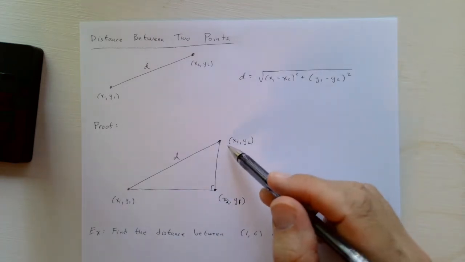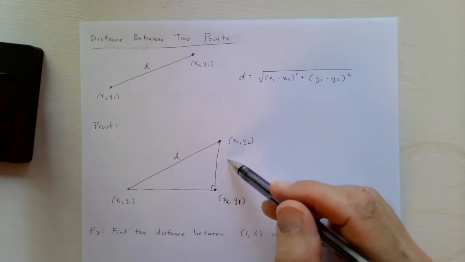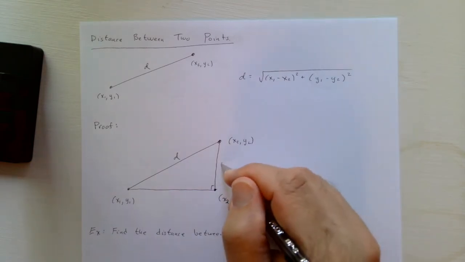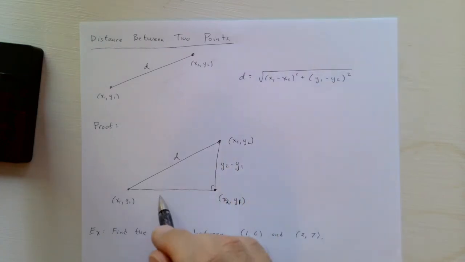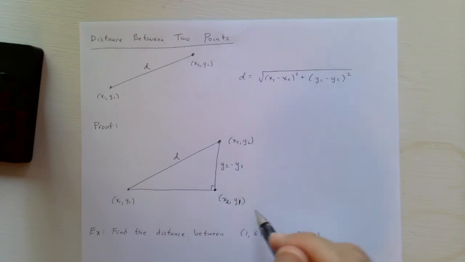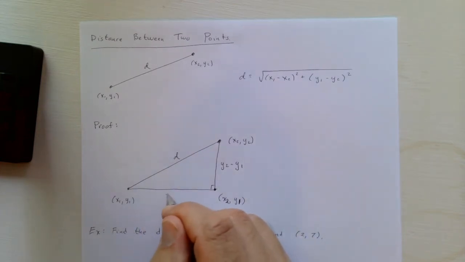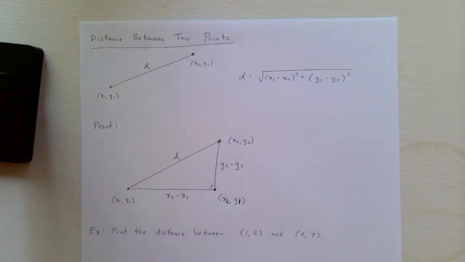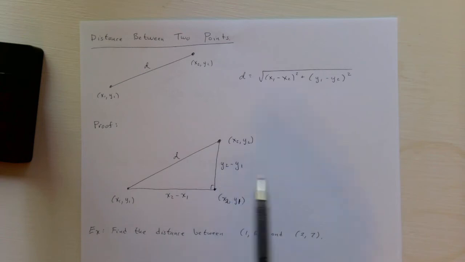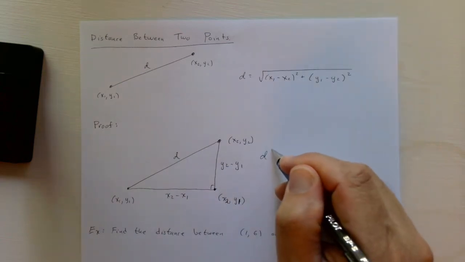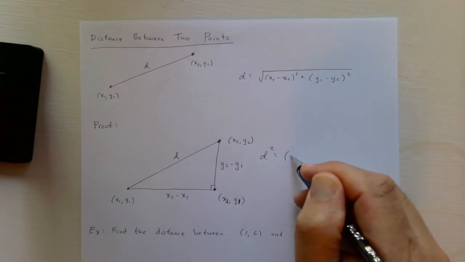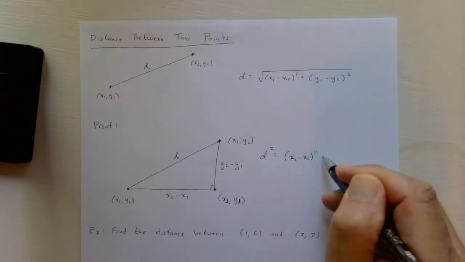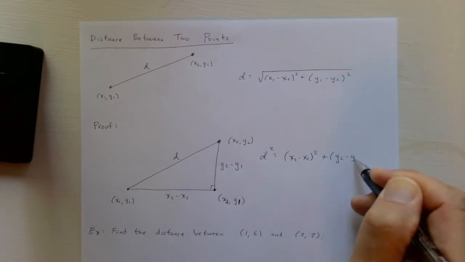And then we can find the lengths of the sides of this triangle very easily. This is the difference y2 minus y1, and this distance has to be x2 minus x1. All right, so now we can use our Pythagorean theorem, a squared plus b squared equals c squared, where a is x2 minus x1 and b is y2 minus y1. So we get d squared is going to be x2 minus x1 squared plus y2 minus y1 squared.